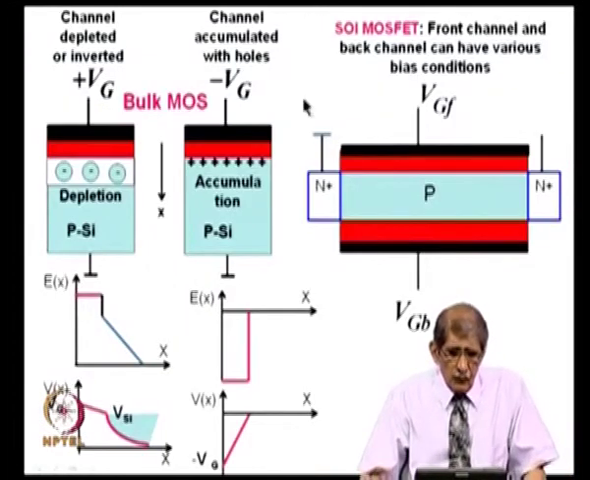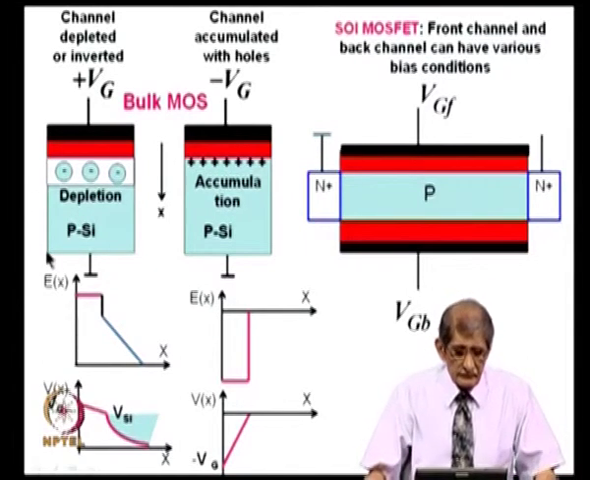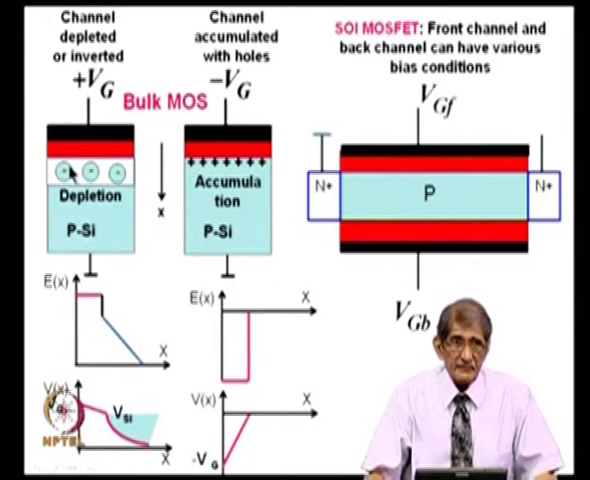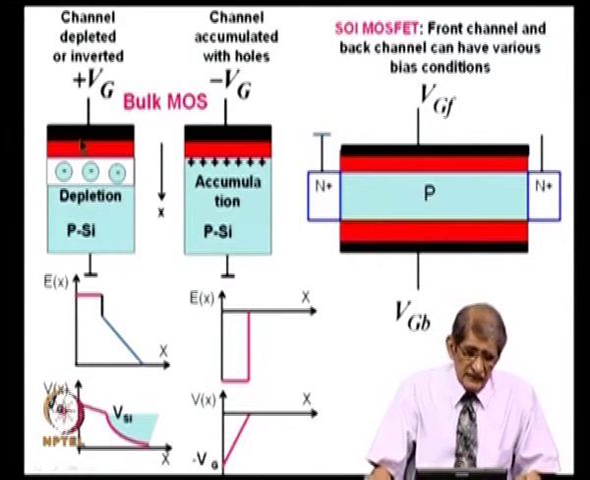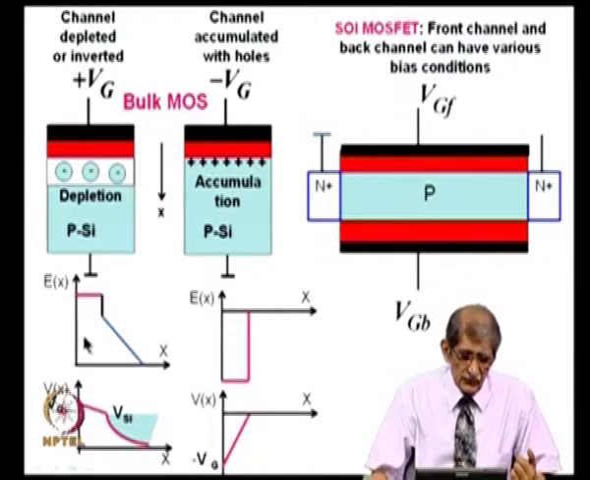Now, I just wanted to bring in some aspect of this depletion and accumulation to make things clear. If you take a look at this bulk MOSFET, you can see the gate, red is oxide, the silicon will be depleted if I apply plus voltage to the gate, if this is p type. Depletion charge is negative in the p type substrate. So, this is the depletion. If I keep on increasing the voltage, you know that you can invert the surface. When the surface potential is twice phi f, then you say it is inverted.